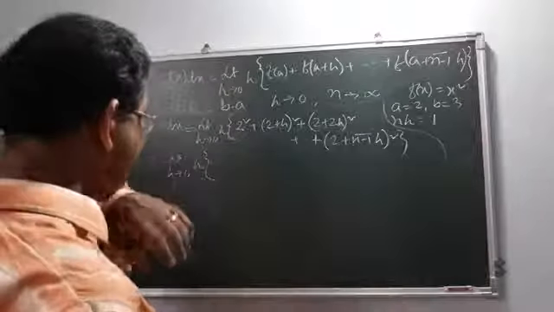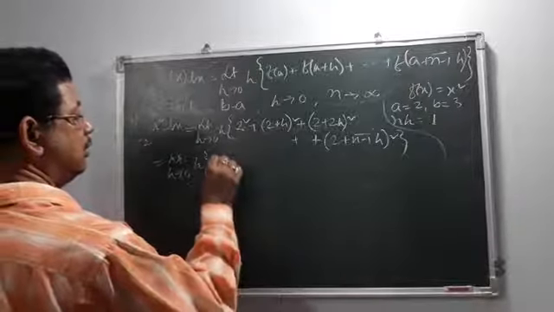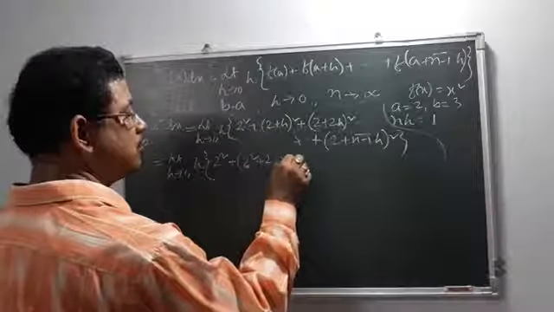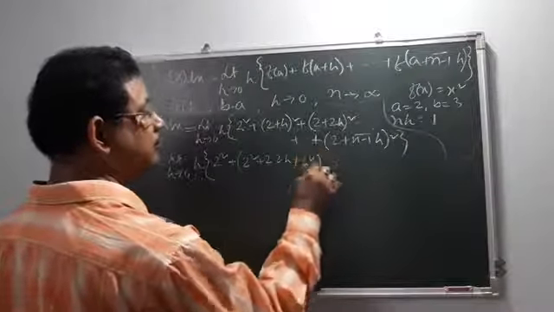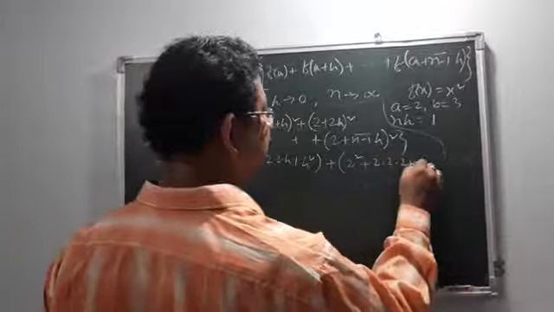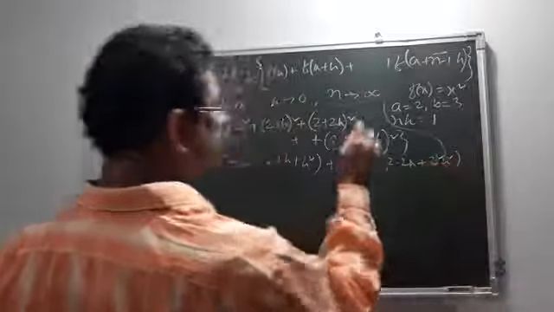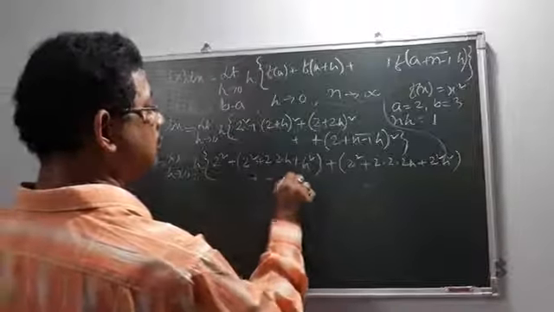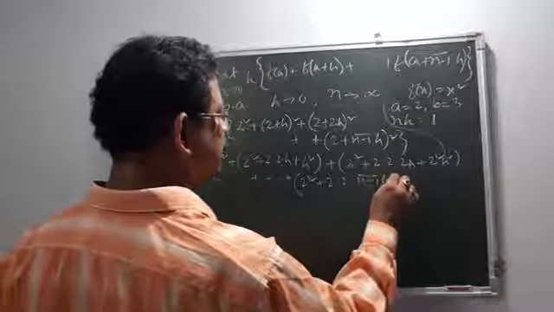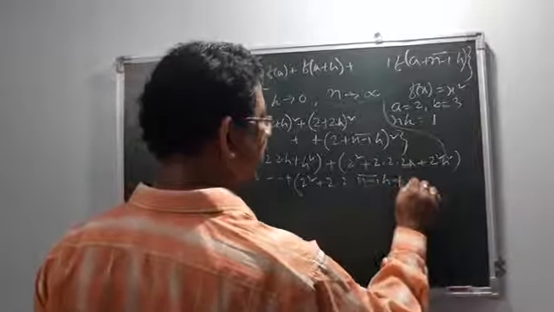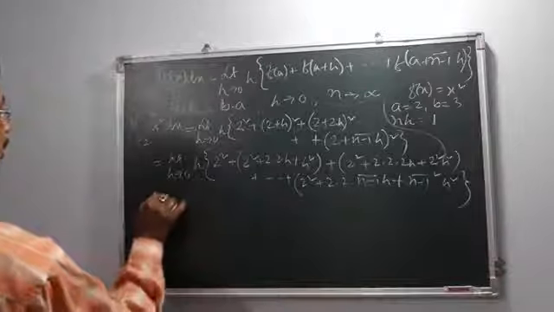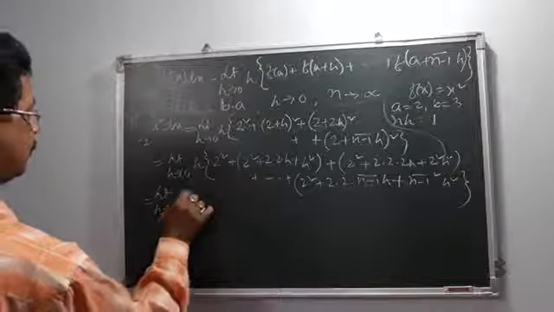Now, if we break, here breaking we have to take a little, 2 square, this will be 2 square plus 2 into 2 into h plus h square. If we do here, 2 square, plus 2 into 2 into twice h plus 2 square h square, (a plus b) whole thing square we are doing, plus dot dot dot, 2 square plus 2 into 2 into (n minus 1)h plus (n minus 1) whole square h square. Limit h tends to 0.